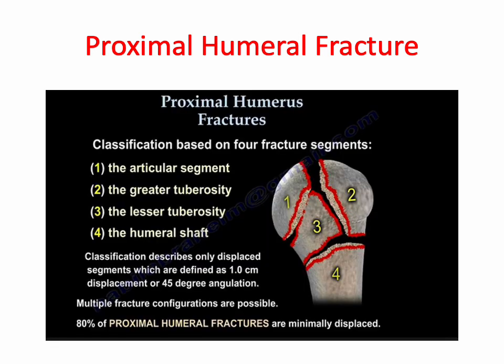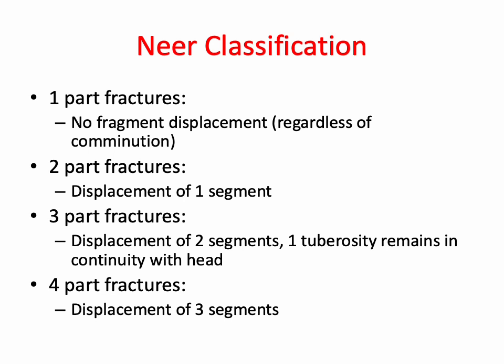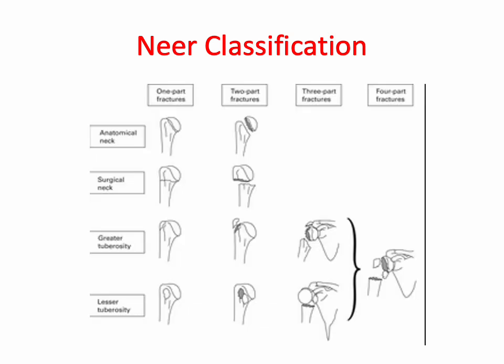So, like I said, the humeral head or the articular segment, the greater and lesser tubercles, and the humeral shaft. And then it's classified as a 1 to 4 part fracture based on the degree of displacement of the fracture segments. And this is just a diagrammatic representation of that previous table.